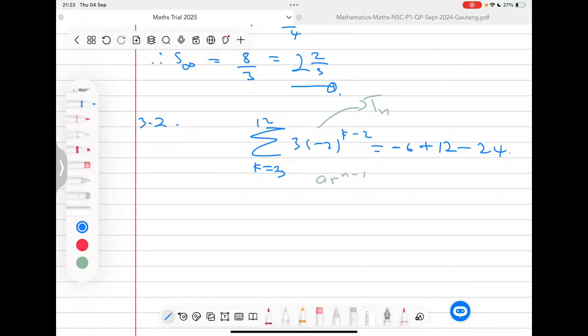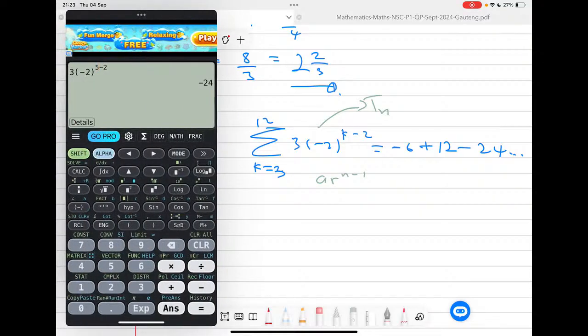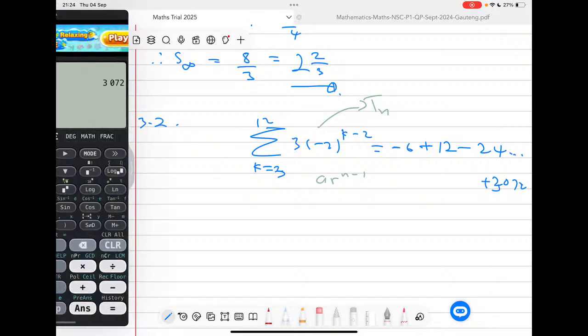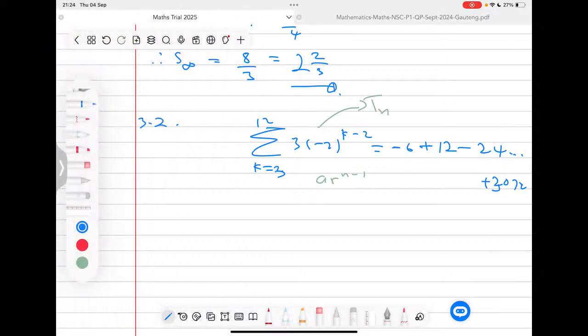And this will continue until we get to 12. So that means here we're going to put a 12, and we get 3072. So that means the last term, I don't have space here, the last term will be 3072. That's the last term that we're going to have in this series.